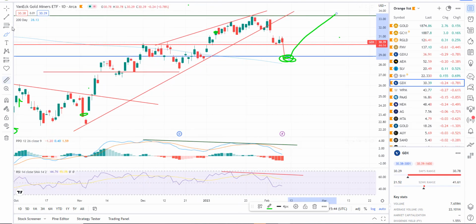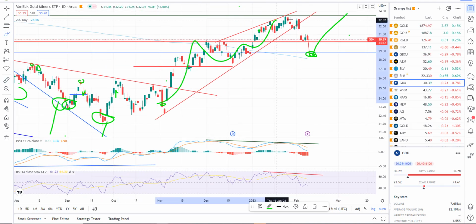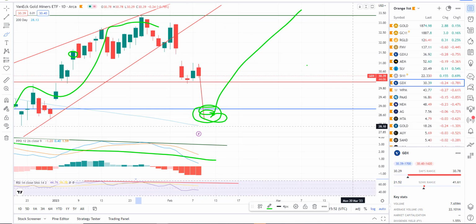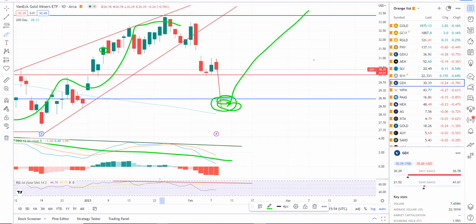Again, this breakdown had a bearish rising wedge pattern, had negative divergence on the daily, had everything we look for. So it is playing out, just looking for a little more downside.